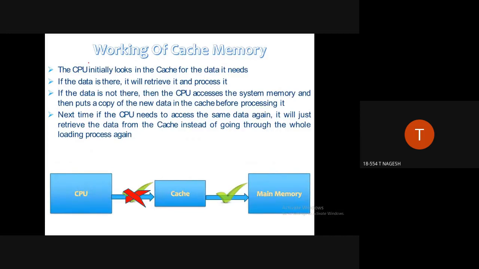Now, when you talk about the working of cache memory, this slide shows the working. The CPU initially looks in the cache memory for the data it needs.